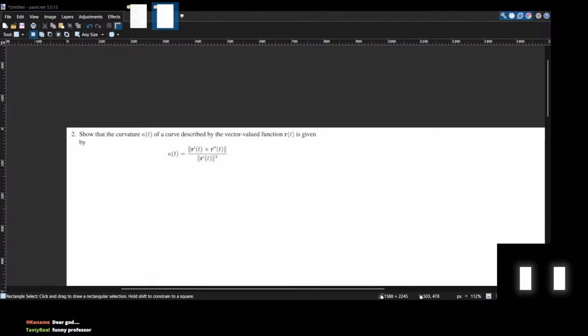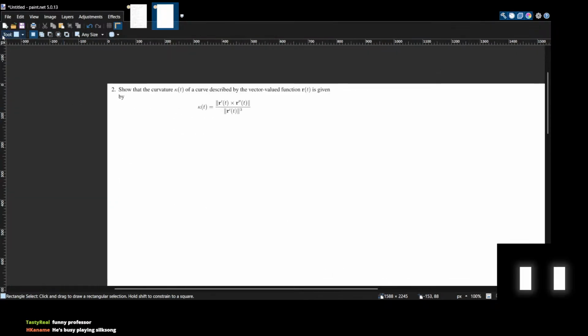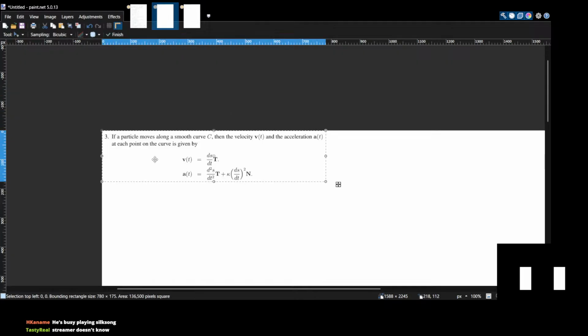Now, what is a curvature? He's busy playing Silksong. I don't know what a curvature is just yet. Fortunately, the next question gives us a clue as to what the curvature is. So before I do the second question, I'm gonna do the third question first. So I'm gonna create a new page that we can do the third question on.